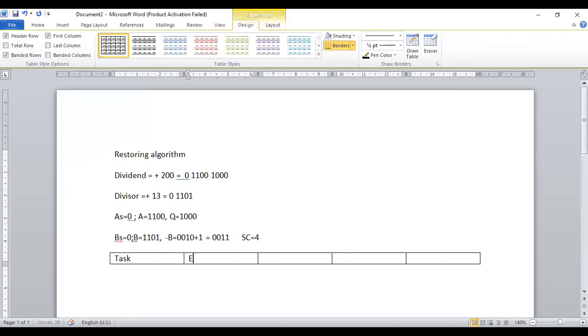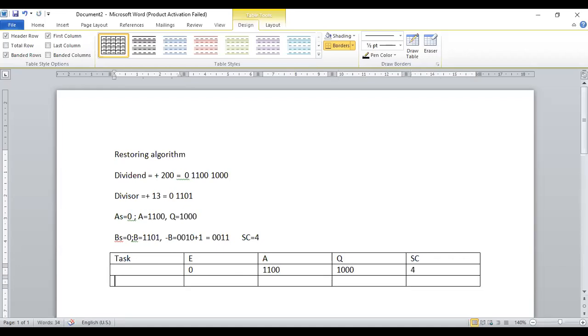This is E, this is the A register, the Q register, and then SC. Okay, so first we have to perform A minus B. This is the first task. Initialize the values first. After that, we start. E is initially 0, A is 1100, Q is 100, SC is 4. And the first task is A minus B.